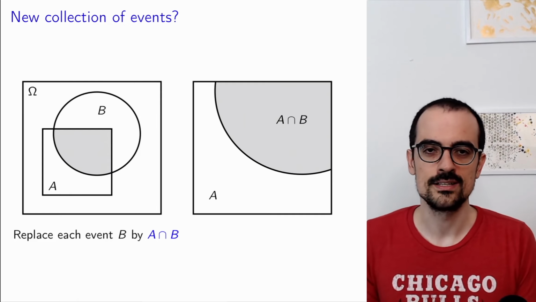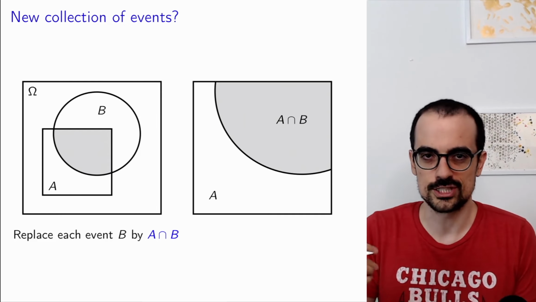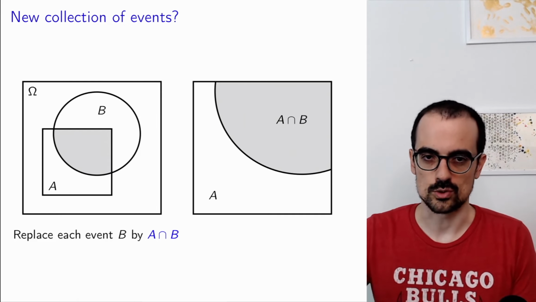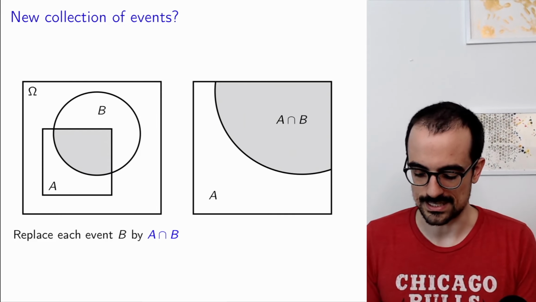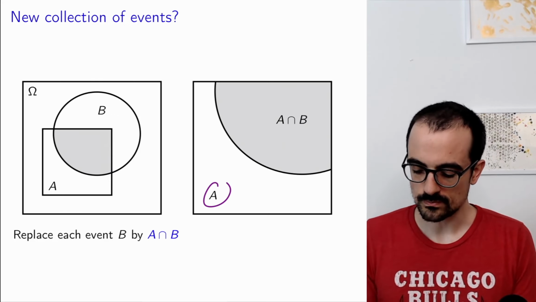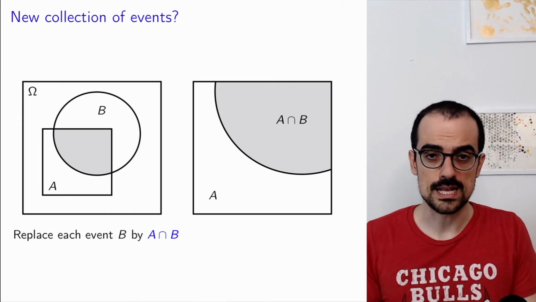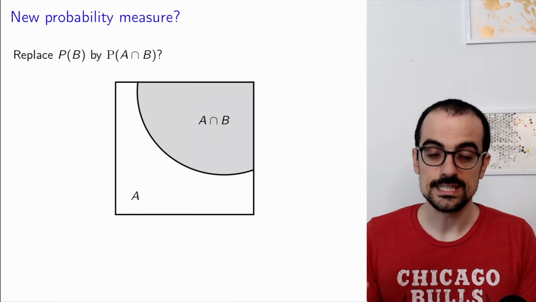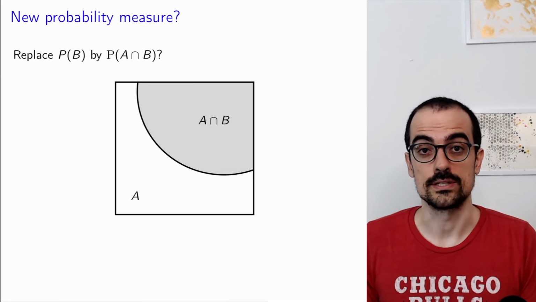I'm not going to do it here because it would take a while, but you just check that the unions are also going to be in the collection, and the complement is also going to be in the collection. We already know that there's a sample space in that collection, right? We're saying that the sample space is A. Okay, perfect. So we have a new sample space, we have a new collection of events. Now we just need a probability measure to assign probabilities to those events.